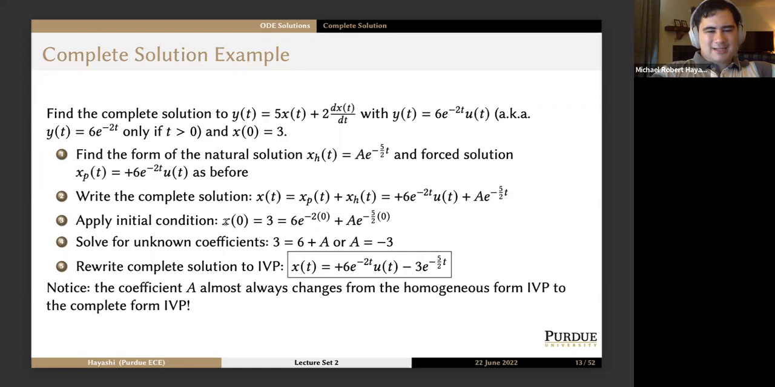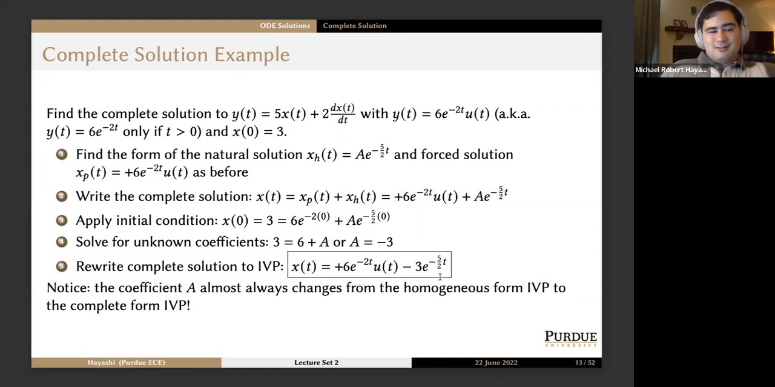From our initial condition, x of 0 is equal to 3, which must be equal to 6 e to the minus 2 times 0 plus a e to the negative 5/2 times 0. So we solve. 3 is equal to 6 plus a, because e to the 0 is 1. Or we say a is equal to negative 3. So we rewrite the complete solution. We took what we did in step 2 and plug it in for a. The complete solution to the IVP is x of t equals 6 e to the minus 2t u of t minus 3 e to the minus 5/2 t.